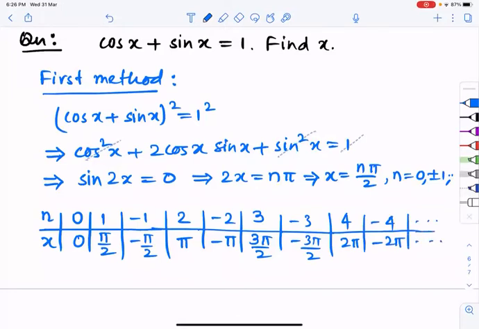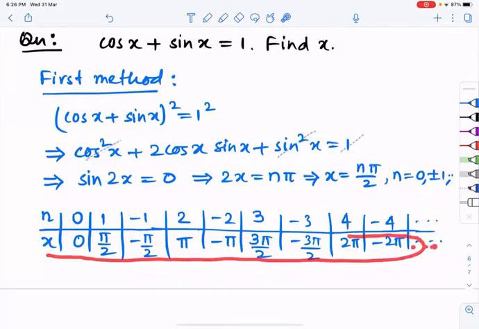I am just showing you what solution is. So if I put n equal to 0, I will get x equal to 0. So all these numbers are value of x. So these are my solution. There are many more solutions. I have written only few of them.